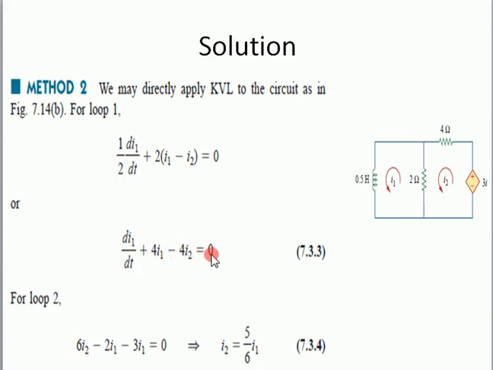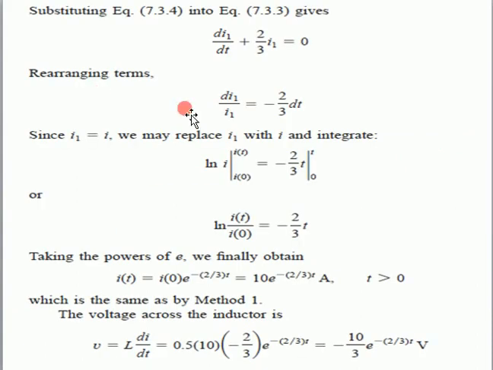Now we will write the equation for loop 2. So for this loop 2, the 4I2 plus 2 into I2 minus I1, and one more thing here is the minus 3I. That is here, as the I2 is flowing from negative to positive terminal, that's why that is the minus 3I. And from here we can get the value of I2, and I2 is equal to 5 by 6 I1. By putting this value of I2 in this equation, we will get our result. So when we substitute that value, then di1 over dt plus 2 by 3 I1 is equal to 0.